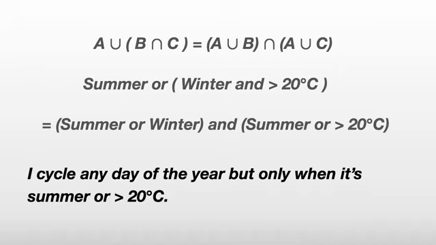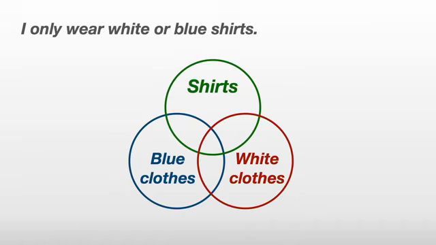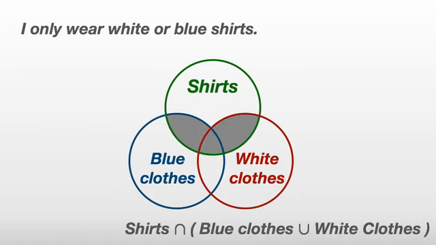But what makes this more satisfying is that we've come to it from a set theoretic identity, which shows how we might use set theory to manipulate logical statements. Now consider the statement, I only wear white or blue shirts. Here we have three sets, shirts, blue clothes, and white clothes. And for specifically blue and white shirts, we take the intersection of the union of blue and white clothes with shirts. And so the formula might look something like this.